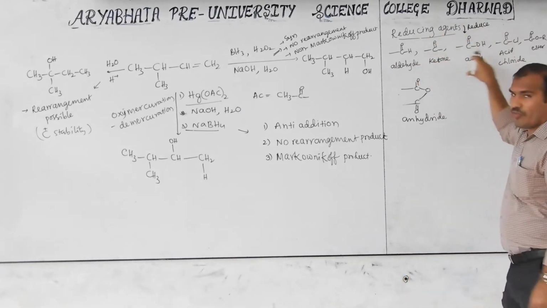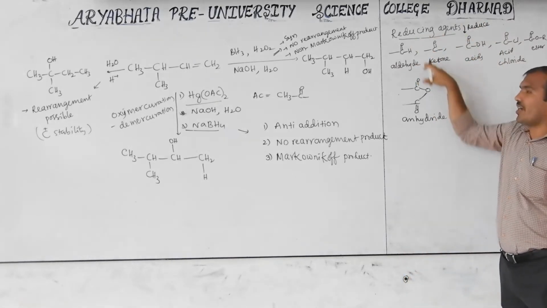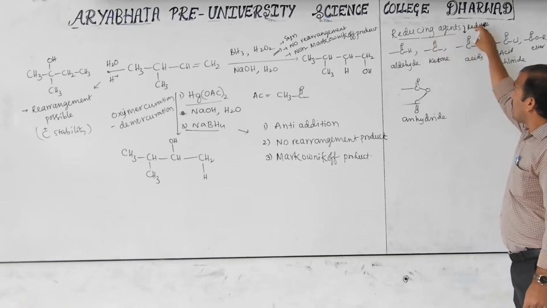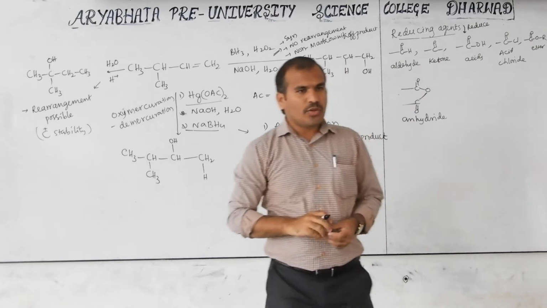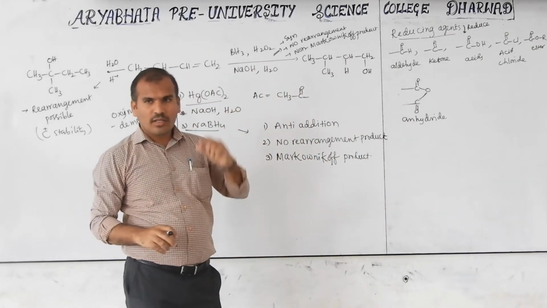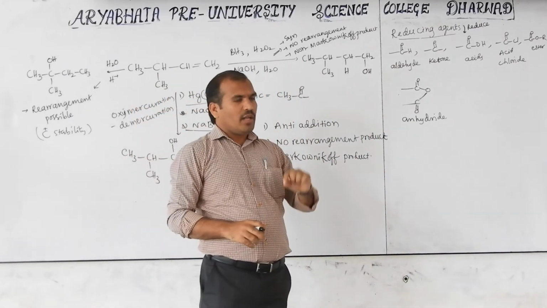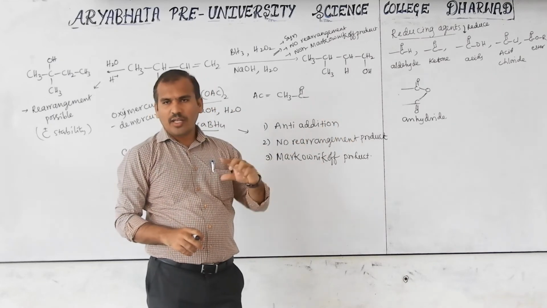Don't consider these as the reducing agent. These are reduced by the following reducing agents, and then you will get the respective alcohols. Now you should know what the reducing agents are. Reducing agent means what? It reduces others. How does it generally reduce others?